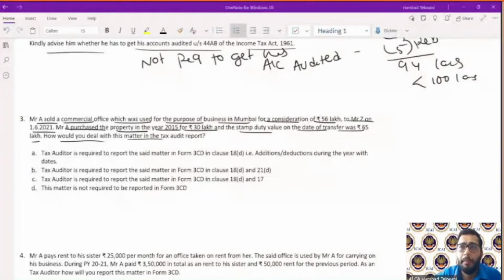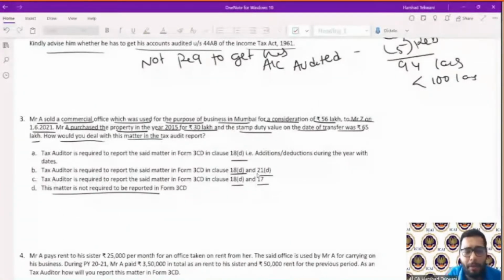Come on, guys. Where will you report the said matter in the tax audit? Let's see the options also. Clause 18D, or clause 18D and 21D, or clause 18D and 17, or this matter is not required to be reported in Form 3CD. These are the options. If you have read Form 3CD and solved these sums, then you should remember the correct clause number here. This is expected from you, that you should remember the particular clause of Form 3CD.